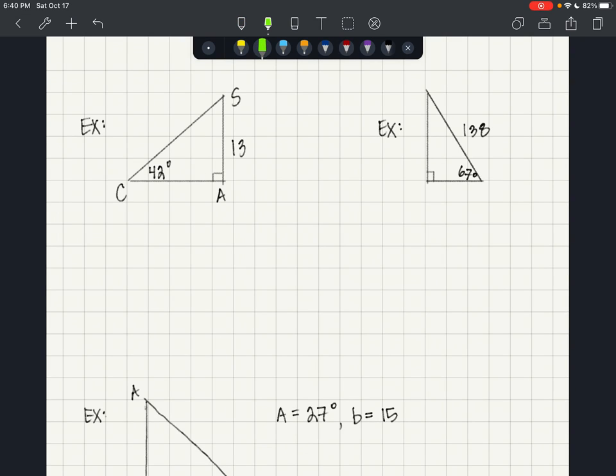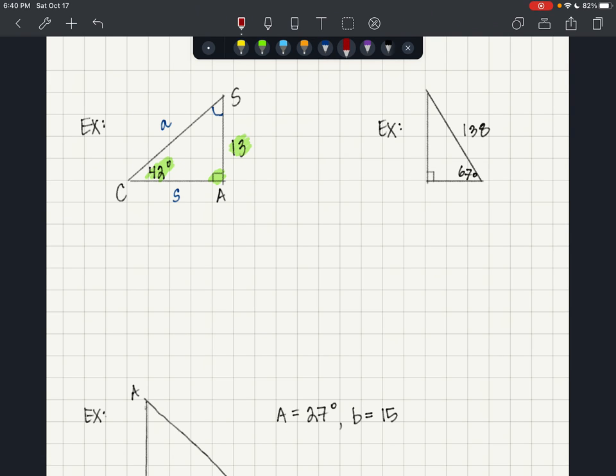So in this triangle, we are given 2 angle measures and a side length. And we need to find side S, side A, and angle S.